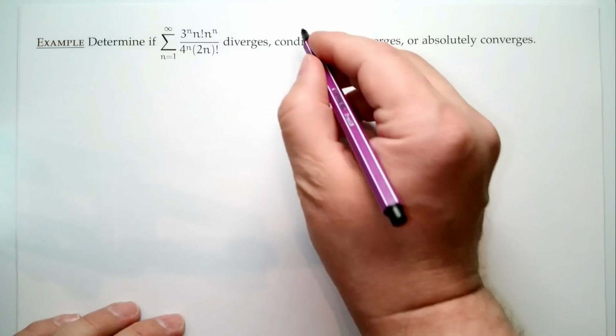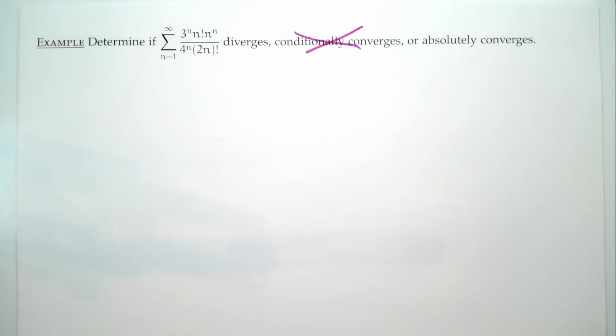The answer is we can rule out conditional right away. Conditional convergence can only happen if you have both positive and negative terms. If you don't have both positive and negative terms, it's impossible to be conditionally convergent. So that's good. It's either divergent or it's absolutely convergent. All right, well, that's some progress. How do we go further? How do we figure out whether it's divergent or absolutely convergent?